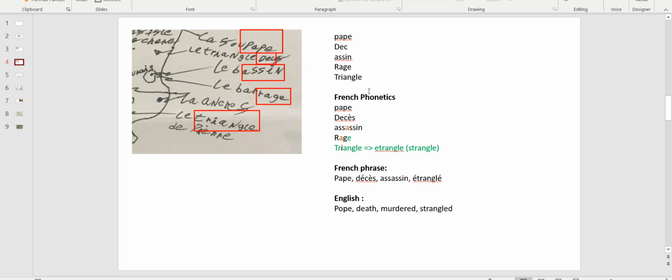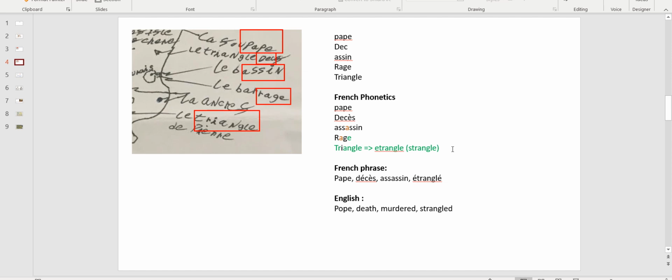In phonetics, when I change those sets of letters, forming words or not, I can make those sounds. Pape, décès. If I take the A from rage, I can create assassin. Where is it? It's in asin. Asin in phonetics. And if I take the E of rage and use it and remove the I from triangle, I get étranglé. So the French phrase, the sounds, phonetic, would be pape, décès, assassin, étranglé. In English, we're talking about a pope, death, murdered, strangled. It's pretty ugly, huh? That's not like paradise on earth there. We're talking about a death pope.